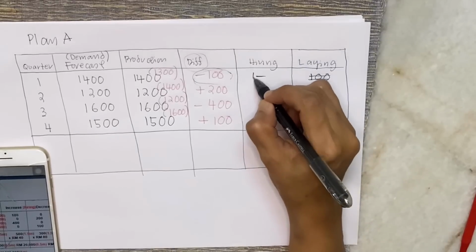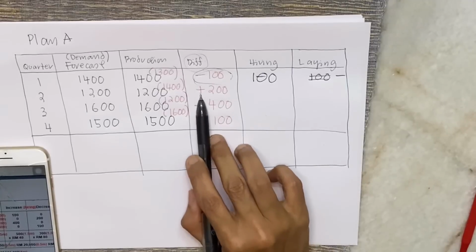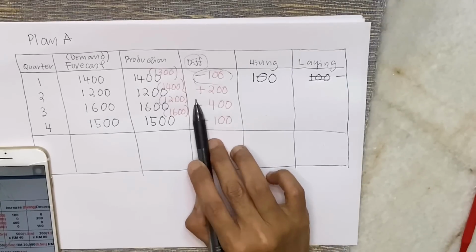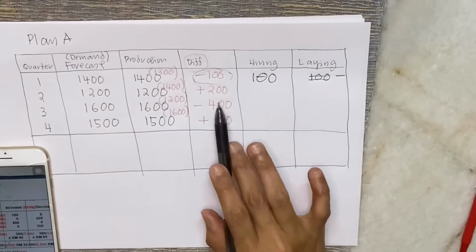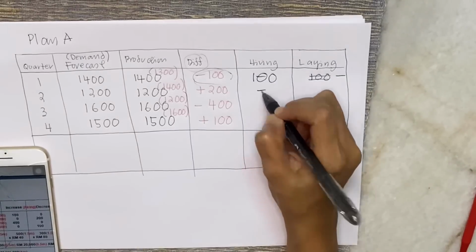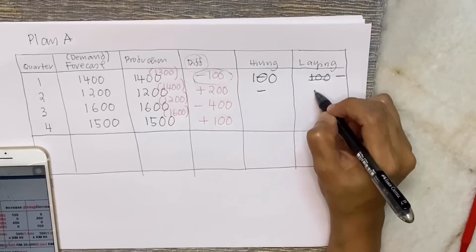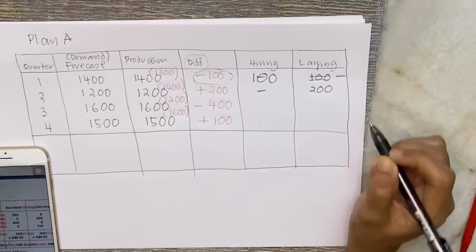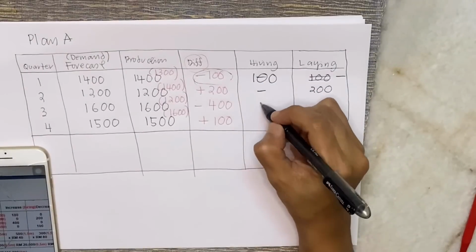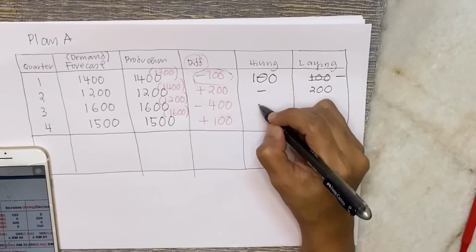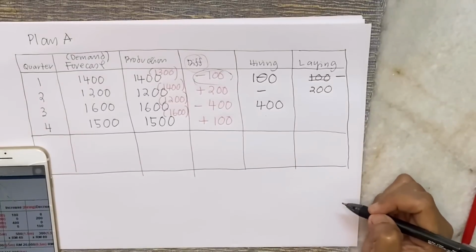So it is 100 here. Sorry, it is not laying off, so we put a dash here. So now we got positive 200. When we have positive 200, we have a surplus. We have more products, we produce more. So when we produce more, we put a dash here. Dash here means we do nothing at the hiring option. So 200 here, because we are at the surplus stage. So negative 400 here. We have a shortage of 400 units, so we have to hire workers that are able to produce 400 items.